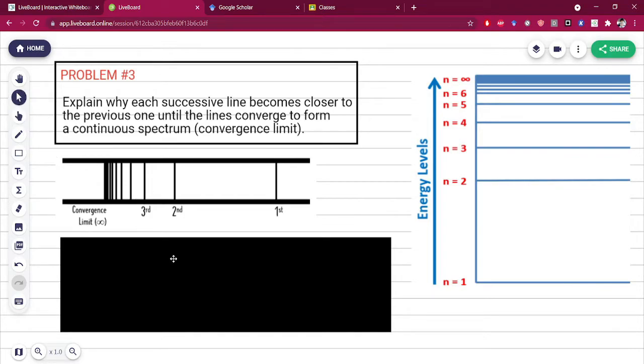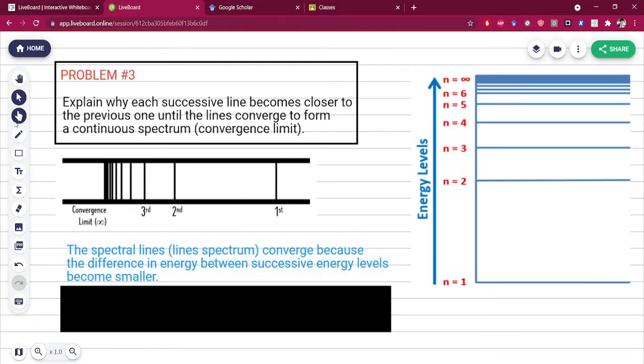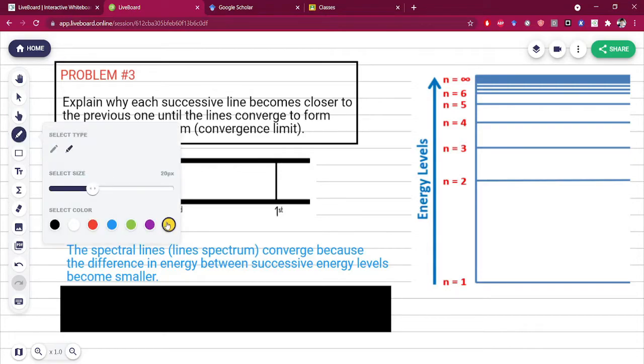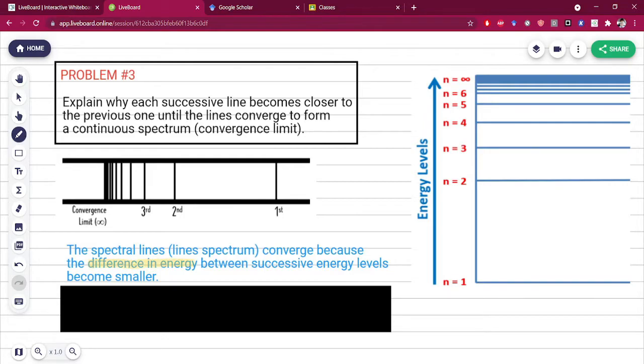Why? The reason is, number one, the spectral lines over here are converging because of the difference in energy, the delta E, between successive energy levels. So we are talking about these energy levels over here. The delta E is becoming smaller and smaller, as you can see when you compare n=2 to n=1, n=3 to n=1, and so on. So that is the key point: between successive energy levels, the difference in energy becomes smaller. Successive means energy levels after energy levels.